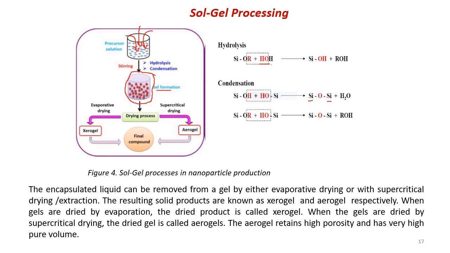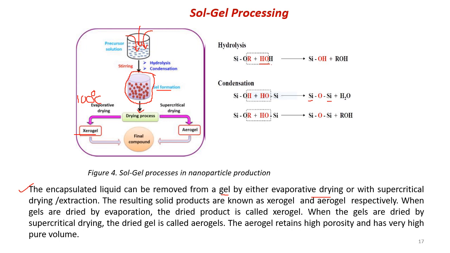So this is formed. Then to get the liquid removed, the encapsulated liquid can be removed from the gel by either evaporative drying or with a supercritical drying technique. Evaporative drying means drying at 100 degrees centigrade. So you are making the sol-gel formation by evaporating it at 100 degrees centigrade. The dried gels which get evaporated here are called xerogels. So these are the xerogels. The dried product is xerogel.